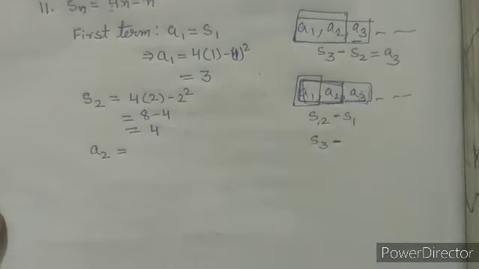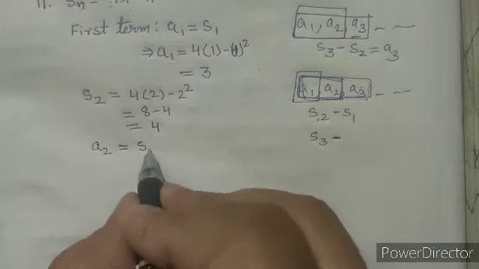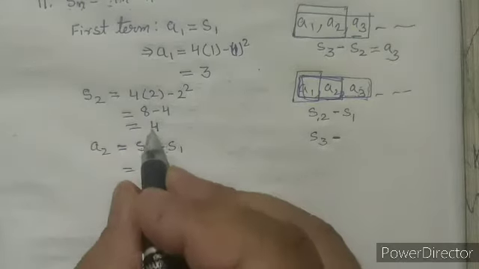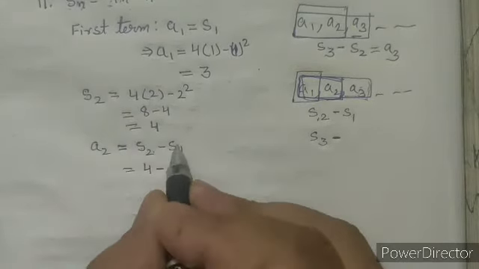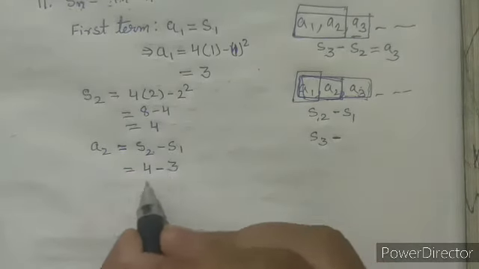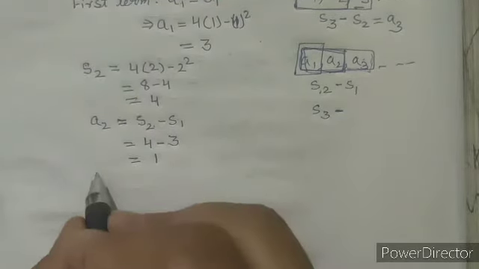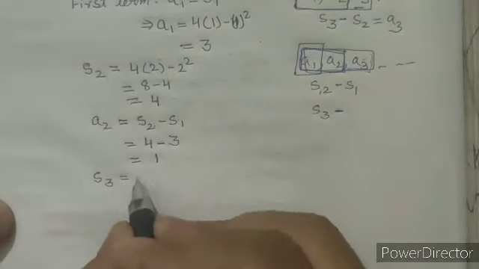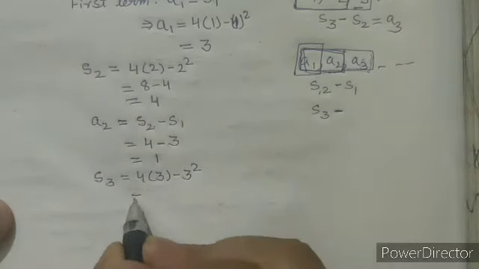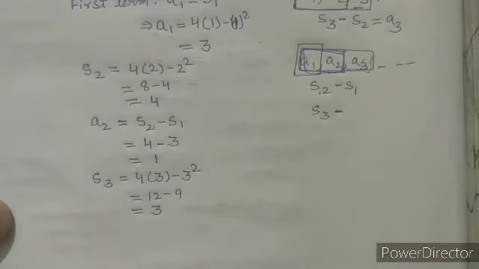So similarly here we have to find A2. In order to find A2, we have to subtract S1 from S2. Now S2 we have already obtained as 4. S1 and A1 were the same, and that was 3. So A2 will be equal to 1. Similarly, the sum of the first three terms of the AP will be 4 into 3 minus 3 square, 12 minus 9, that will give us 3.